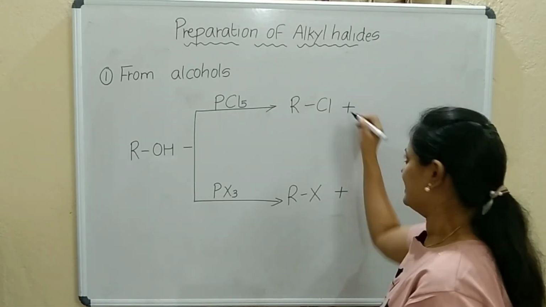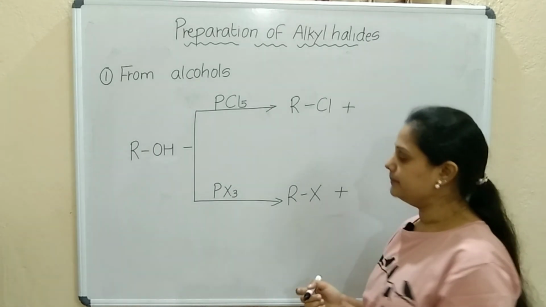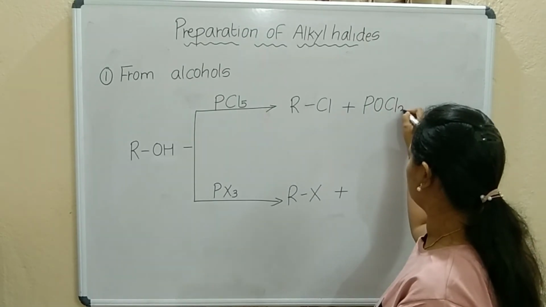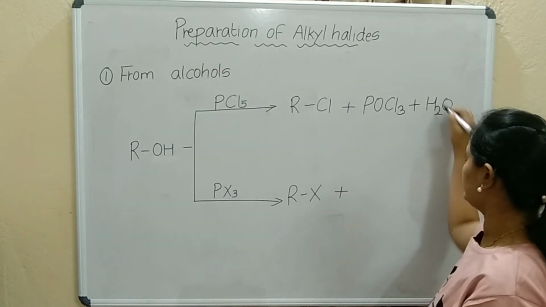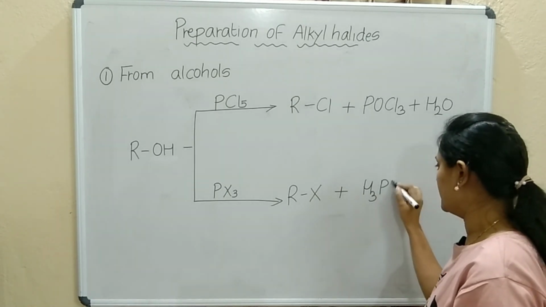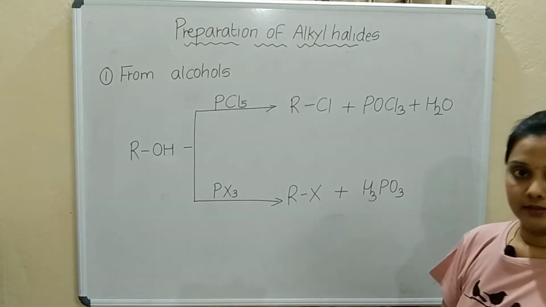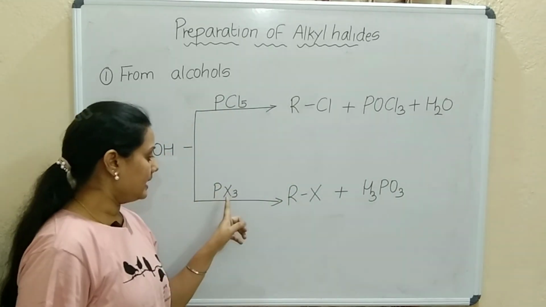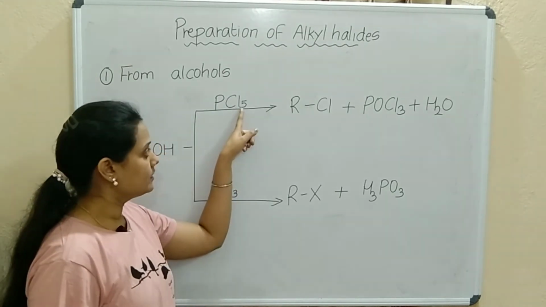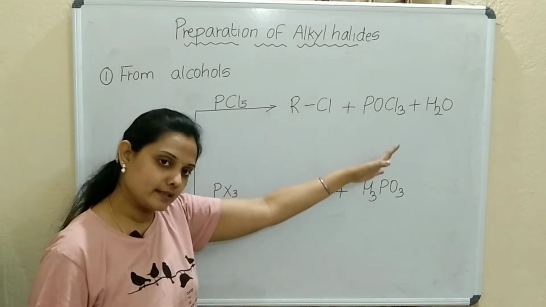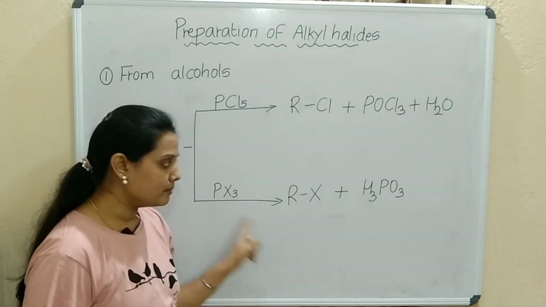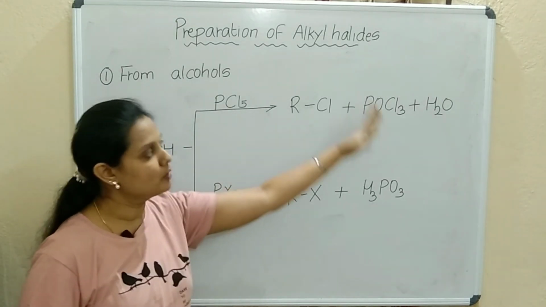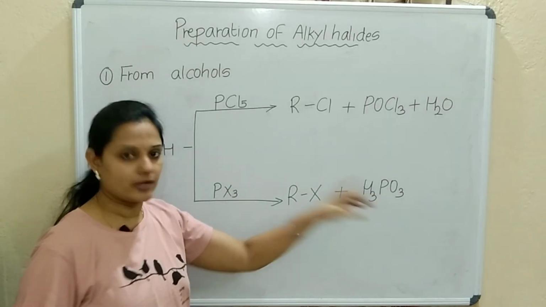Now the byproducts here, how to remember? Phosphorus, in this case forms POCl3 plus water. Here it is forming H3PO3. You have to remember the byproducts. How to remember: PCl5 and here it is only 3. So the more the number, the more products, 2 products. The less the number, only one byproduct. Byproduct we are talking about. So more the number, more products. Less the number, less product, one product only.